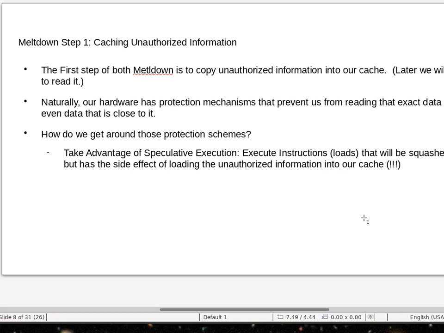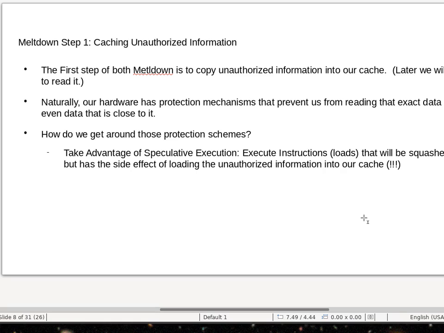The first step of both Meltdown and Spectre is to copy any unauthorized information into our cache. What are we talking about here? Remember, when you copy memory from main memory into cache, it's doing the entire cache line, which may accidentally bring in other data. Also, inside out-of-order execution, if you have a branch, well, we'll talk about this in more detail, but the first step is to get the memory into cache, and there are some tricks to do that.